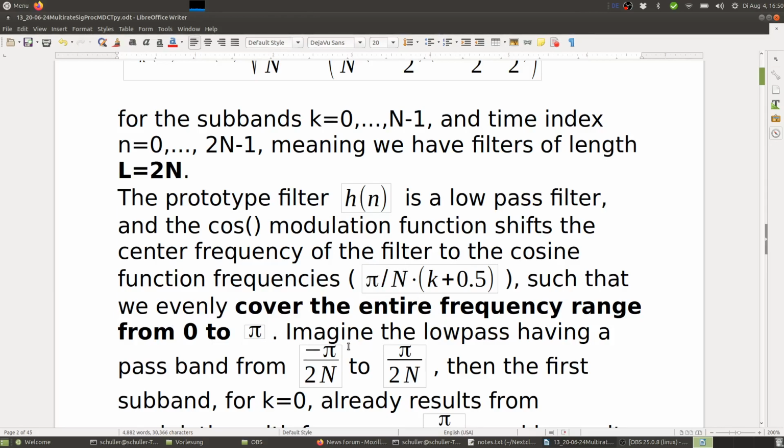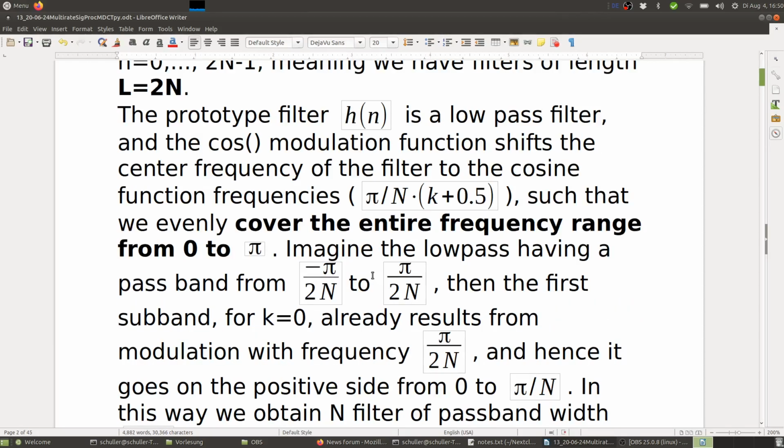Imagine the low pass having a passband from minus pi over 2N to plus pi over 2N. Right, so this, as usual, is centered around 0, and then we have a portion to the positive frequencies here and a portion to the negative frequencies, because it needs to be symmetric around 0, since this is a real valued filter.